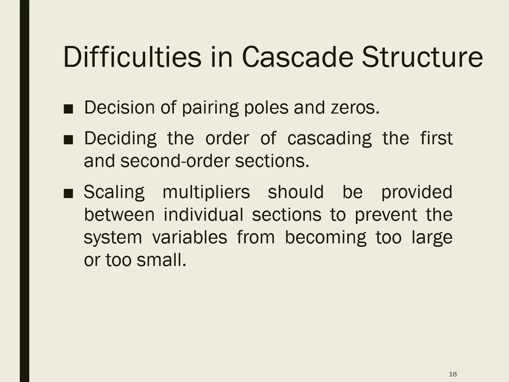There are some difficulties in the cascade structure while designing. The decision of pairing poles and zeros becomes difficult. Deciding the order of cascading the first and second order sections is also a difficulty. Then scaling multipliers should be provided between individual sections to prevent the system variables from becoming too large or too small.